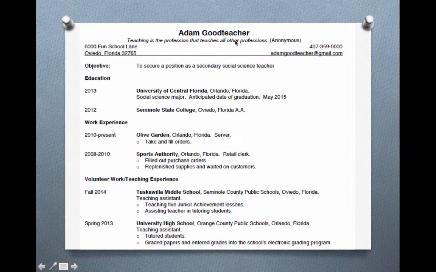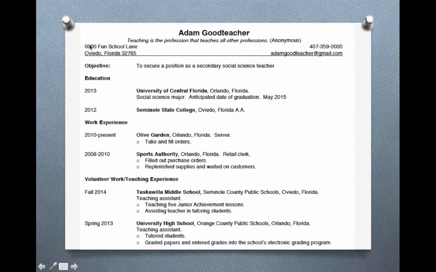A quote. Although a quote is not typically included in a resume, I suggest including one for two reasons. Number one, it is a succinct way of capturing who you are. Number two, it also makes you stand out because most people don't include quotes on their resumes. If you decide to use a quote, make sure that it is relatively short and appropriate to teaching. In addition, make sure that you include the author of the quote.